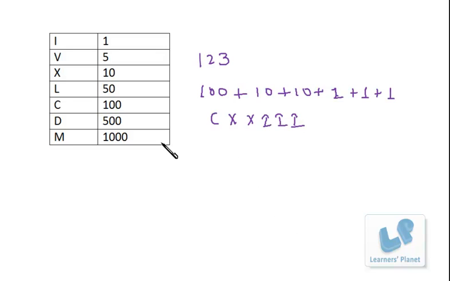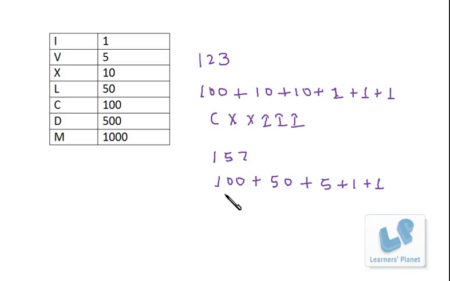Suppose I wish to write 157. Okay, first of all, let's give the breakup. It's 100. Then we have the symbol for 50. So I just write 50 over here. Then 7. How do I write 7? It's 5 plus 1 plus 1.